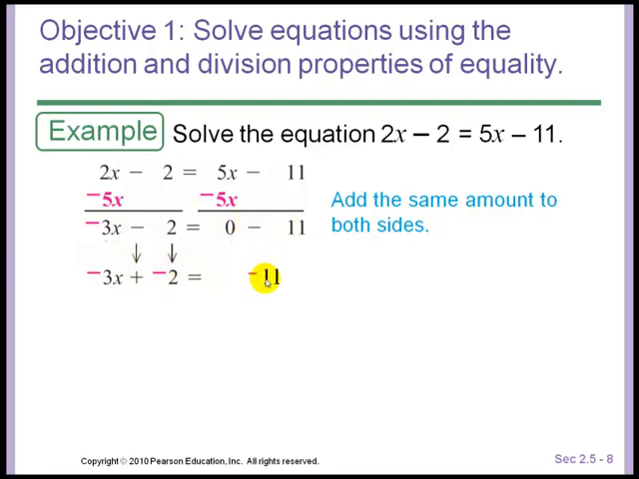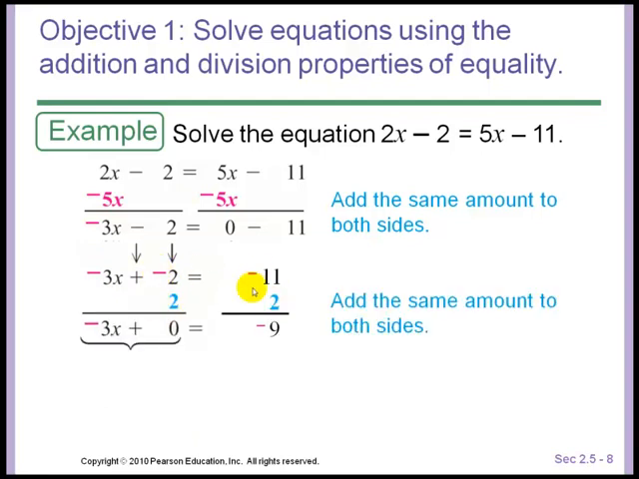Here, 0 minus 11 is negative 11. Our goal is to get this negative 3x by itself on the left side of the equal sign. So since this is a negative 2, I'm going to add a positive 2 to both sides. And again, you have to do it to both sides. That's the basis of all of algebra, that you do it to both sides.